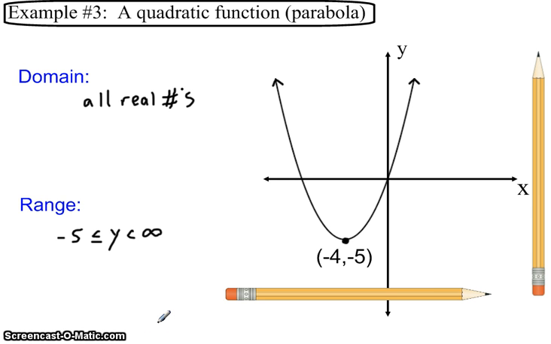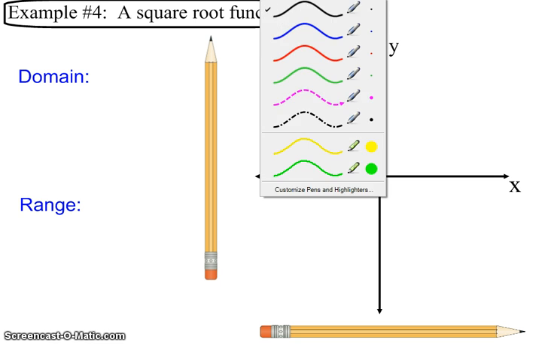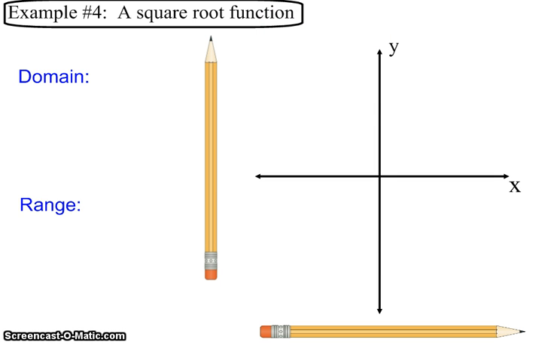Alright, one more example. Example 4 is a square root function, and I don't have the graph here because I'm just going to draw it in. Alright. Square root functions always look something like this. I'll just do the basic square root function where it starts at 0, 0, and it kind of curves up and goes like this. That would be your basic square root function.